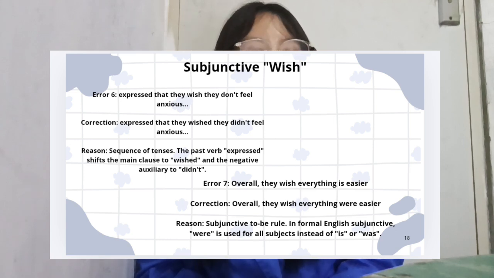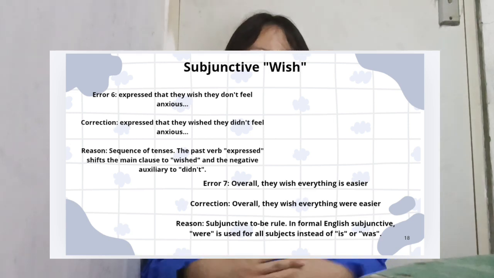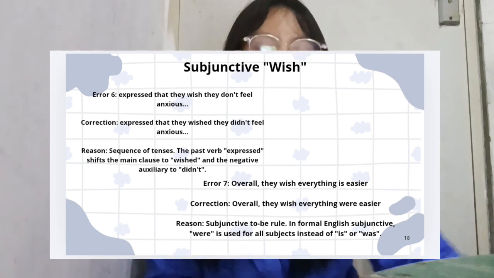Error 7: Overall, they wish everything is easier. Correction: Overall, they wish everything were easier. Reason: Subjunctive 'were' rule in formal English, where 'were' is used for all subjects instead of 'is' or 'was'.